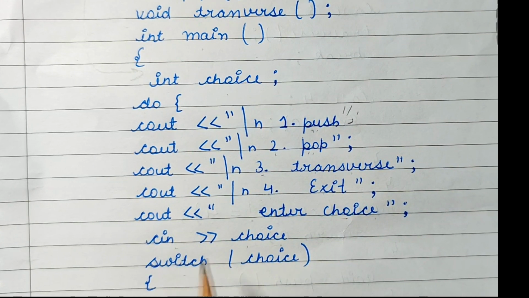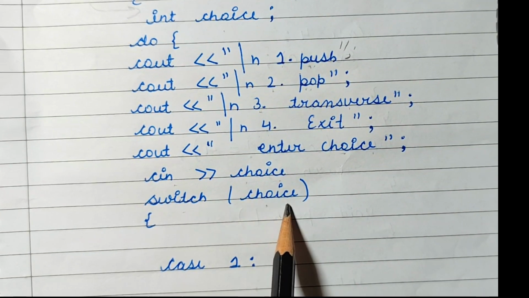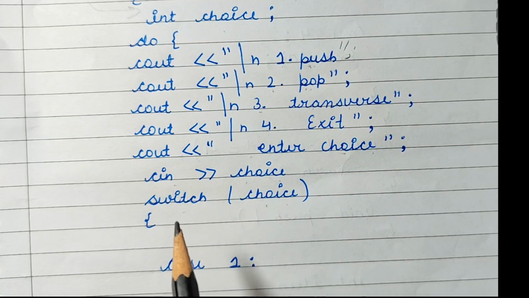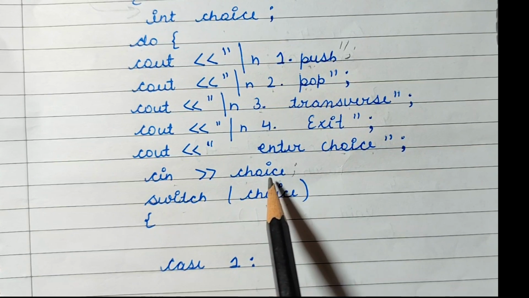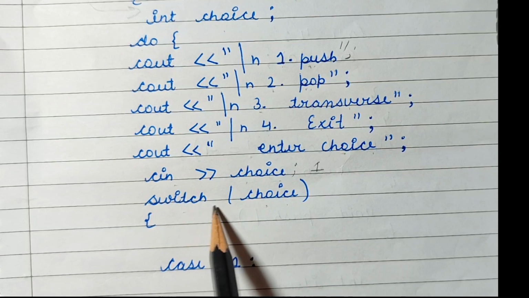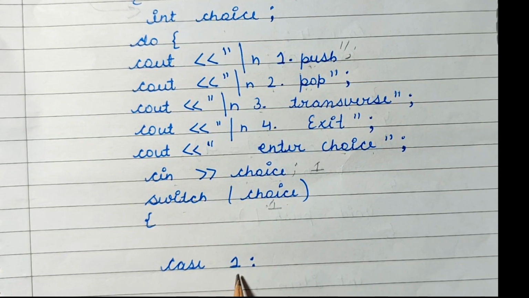After this I include here switch structure. Inside the switch structure I pass this choice variable. Now whatever value you are passing, suppose you enter the value 1 for the choice variable, then in the switch structure here choice also has a value 1. Now here first I implement case 1.